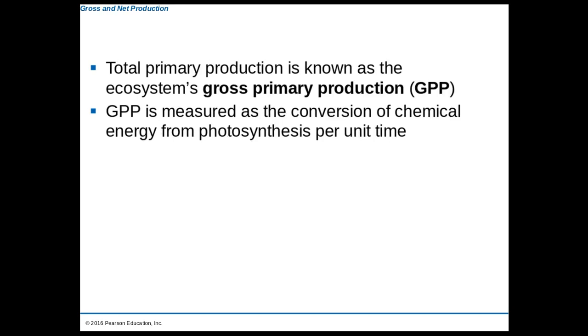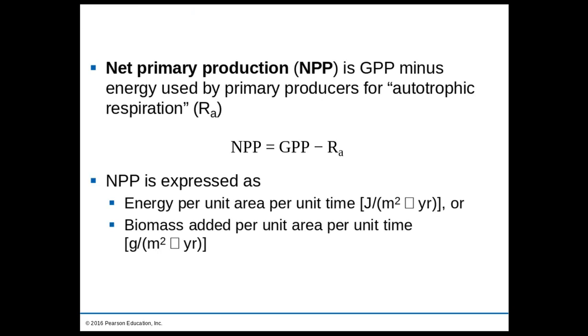When we think about primary production, one of the measurements we can use is the gross primary production, or the GPP. And this is essentially the measurement of conversion of chemical energy from photosynthesis per unit time. So this is the total amount of chemical energy we get from light energy in a particular unit of time. However, what's much more useful to us is known as the net primary production.